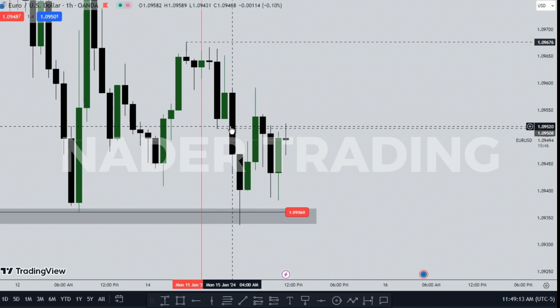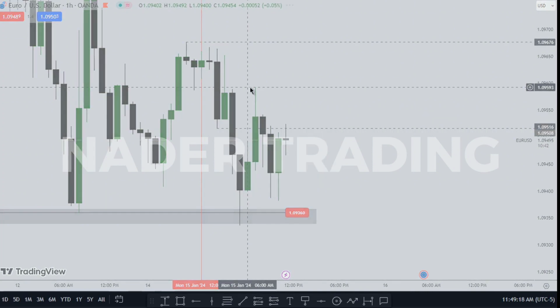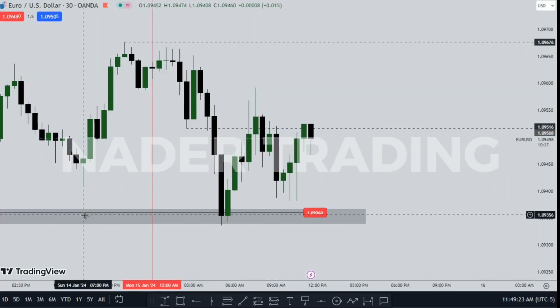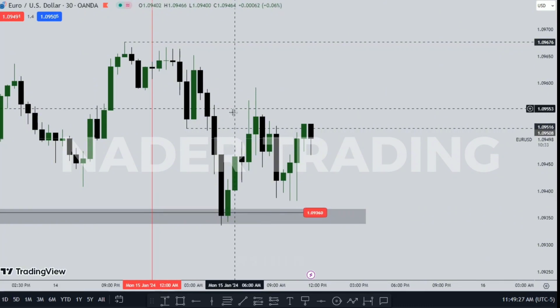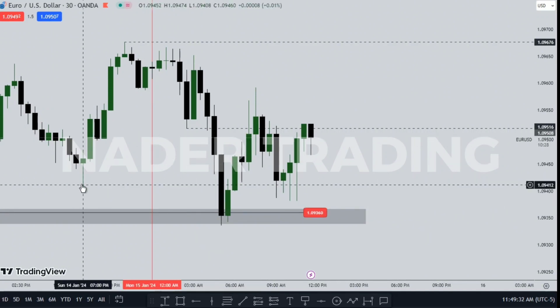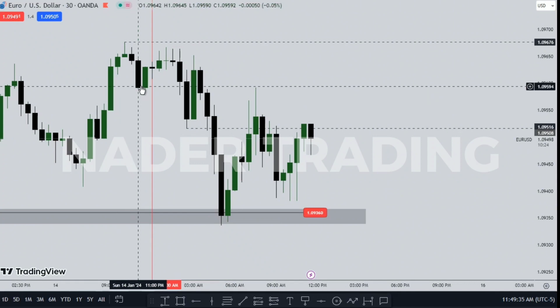I hopped on the 30 minutes chart to get a clearer view. So this is what I do: I go from the 1 hour to the 30 minutes. Now on the 30 minutes chart, it was clear, it was plain, it was very good. Now, when I had this impulsive sell down, we took out this low. We had a shift in market structure here, and a shift in market structure there.